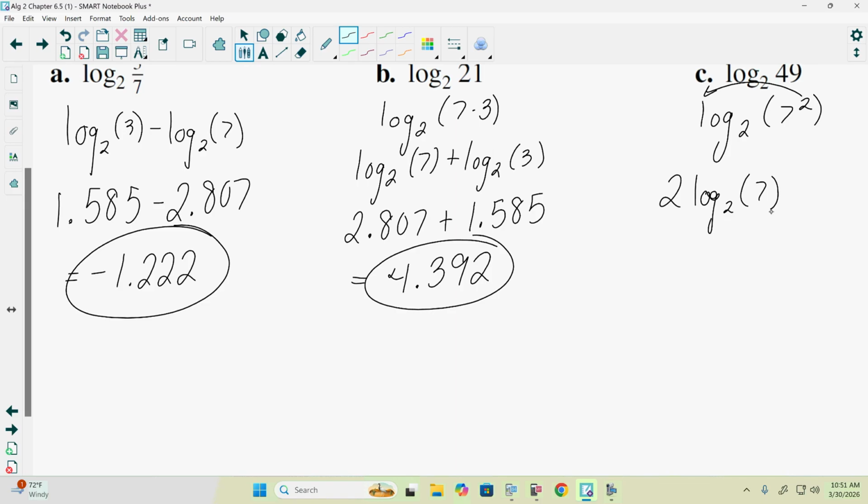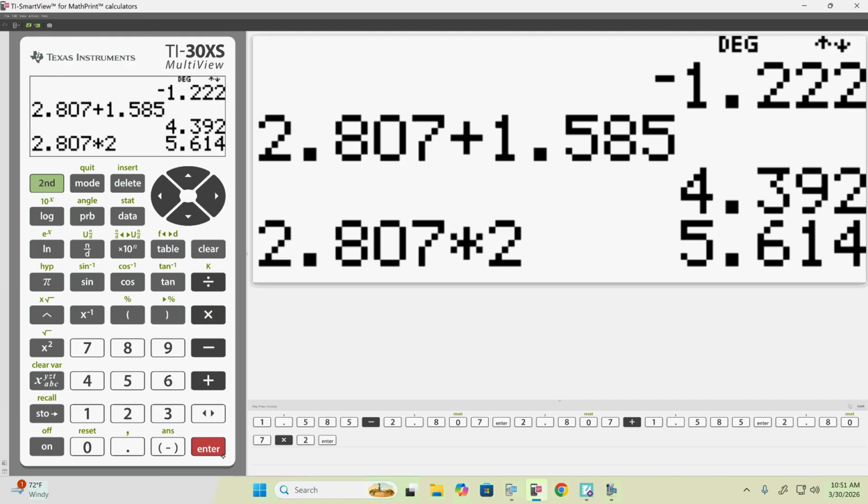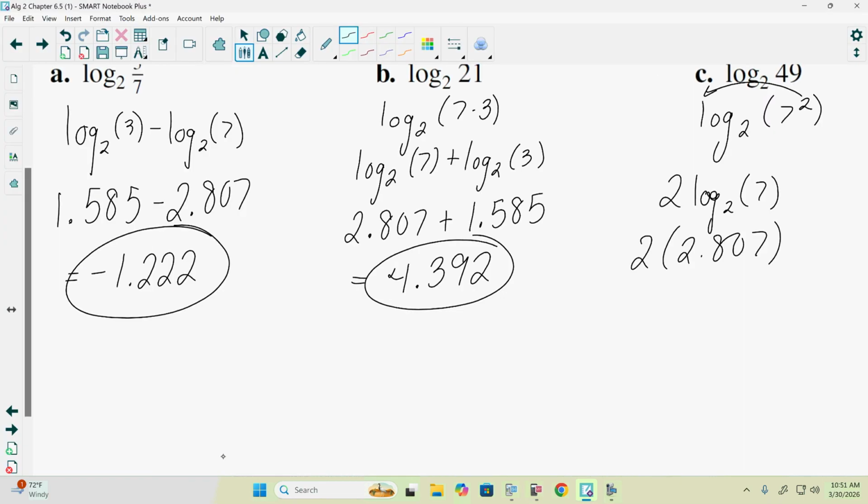Well, log base 2 of 7 is 2.807. So what we're saying is that we have 2 times 2.807, because we can replace log base 2 of 7 with its approximate value. And then we just need to multiply this by 2. And we can do that in a calculator. 2.807 times 2 is 5.614. So its approximate value is 5.614. Questions on this here?